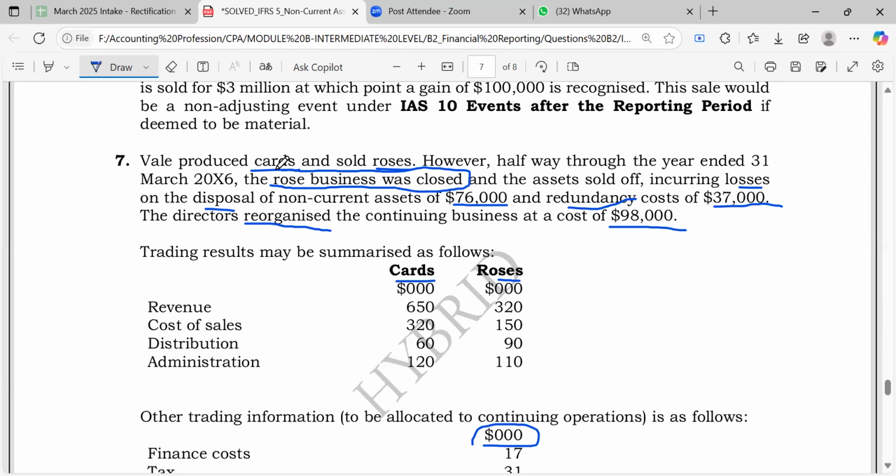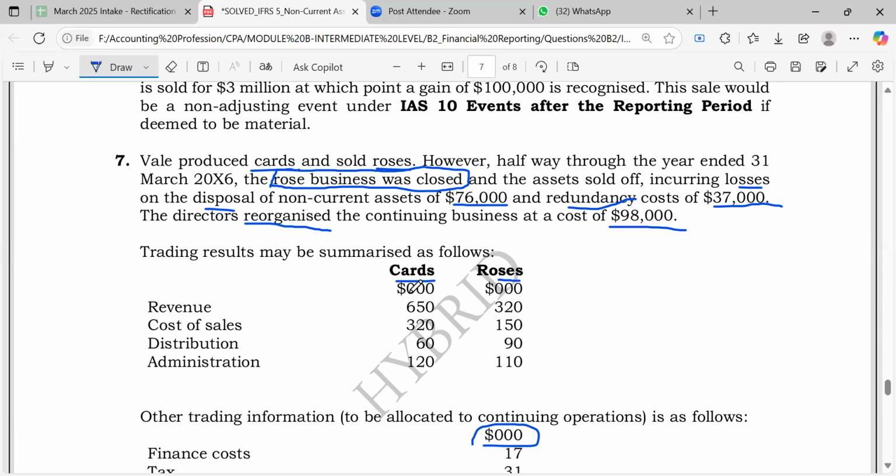So this is a discontinued operation. We said it is a component of an entity that has either been classified as held for sale or disposed, and we are given the three different possibilities. This one is not held for sale, but obviously it should have been disposed because it was closed. To call it a component, you can't just dispose anything and call it a component. It should form a major line of business. You have 2 lines of business, cards and roses.